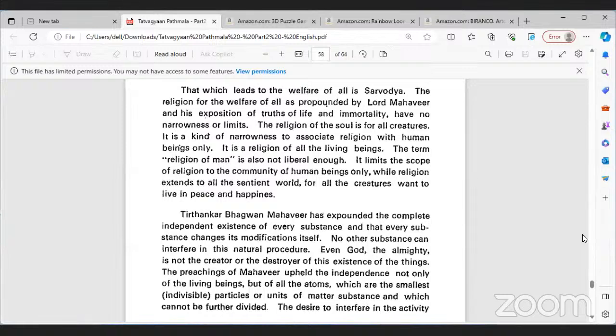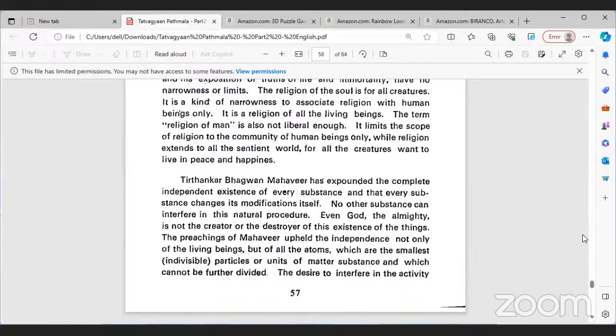It is a kind of narrowness to associate religion with human beings only. It is a religion of all the living beings. The term religion of man is also not liberal enough. It limits the scope of religion to the community of human beings only, while religion extends to all the sentient world, for all the creatures want to live in peace and happiness.